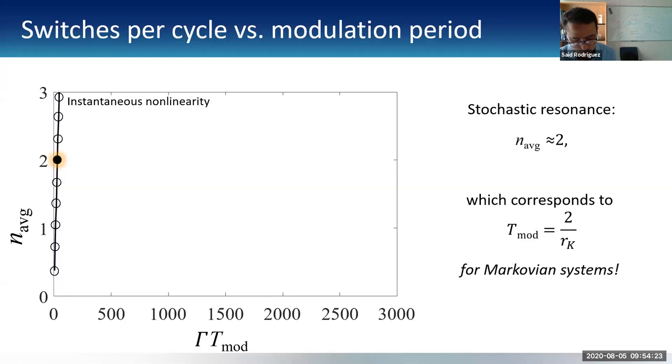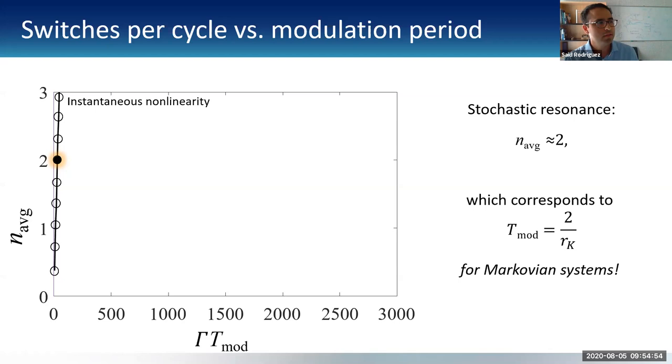And we're going to look at the number of switchings per cycle, which I call an average, as a function of the modulation period. I multiply here just by gamma, the total loss rate. So remember I told you in the beginning, stochastic resonance means it's a synchronization effect. The deterministic force synchronizes with the random force. And when that happens, you have two switchings per cycle, right? So you get one switch in the ramp up and another switch in the ramp down.